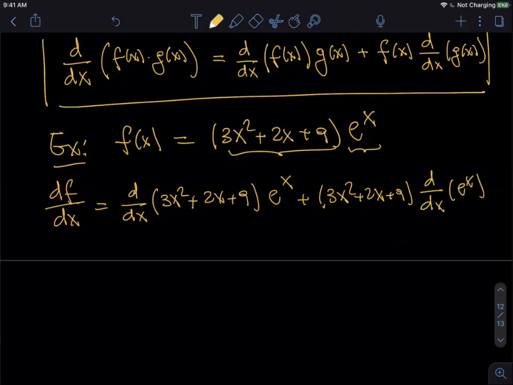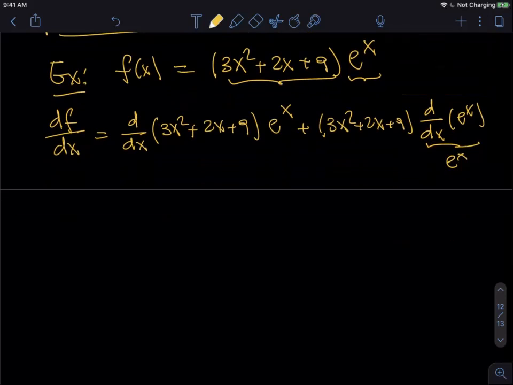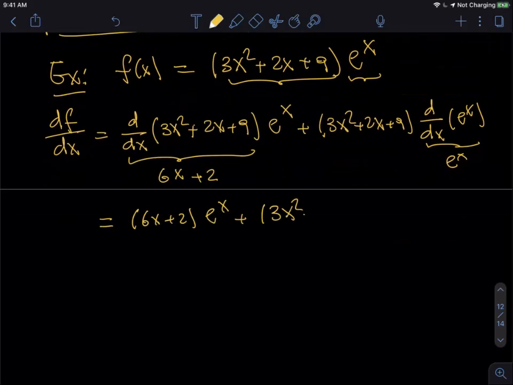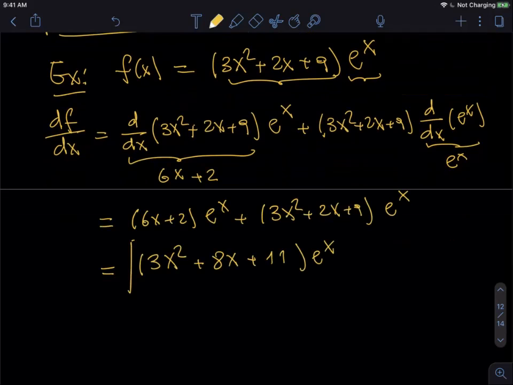Now here we have the exponential that is really nice, right? The derivative of the exponential is itself. And here it's a polynomial, which is not bad either. So this is 6x plus 2. So we have (6x plus 2) exponential of x plus (3x squared plus 2x plus 9) exponential of x. And remember, always simplify as much as you can. (3x squared plus 8x plus 11) exponential of x. Box it, and this is the derivative.